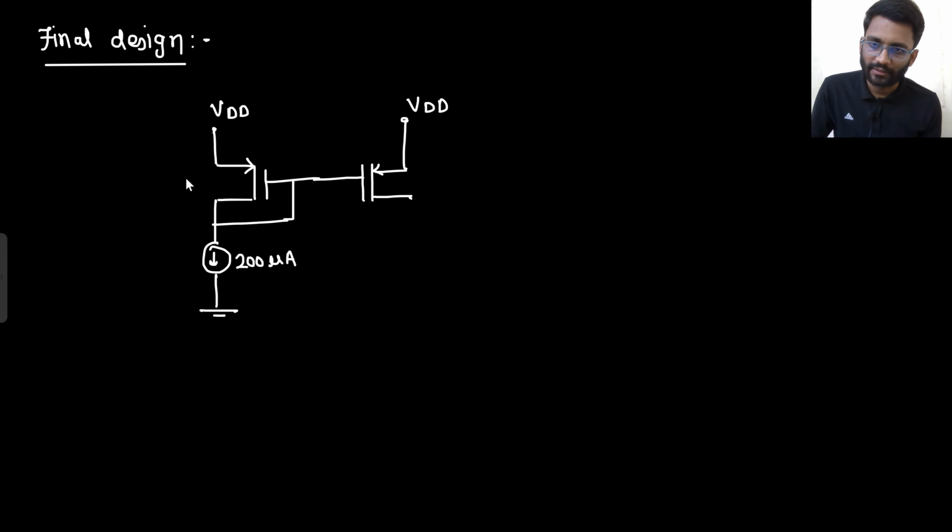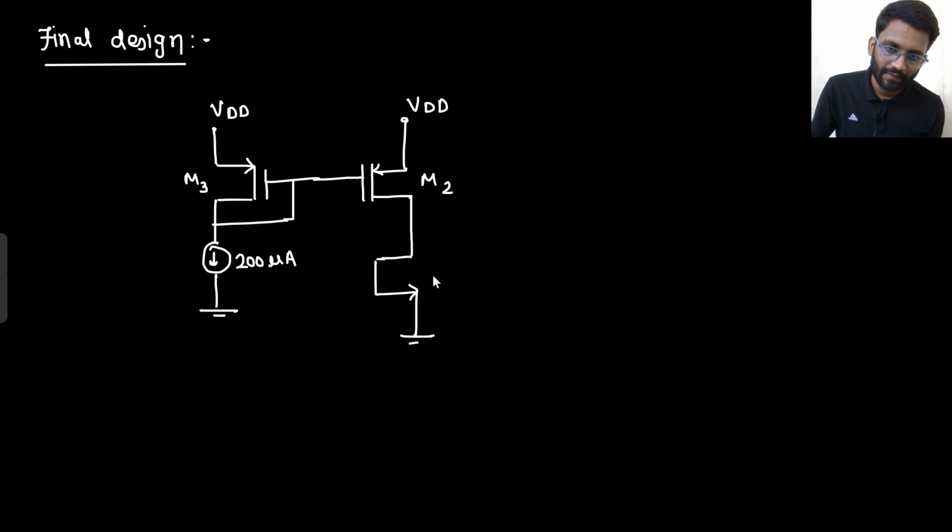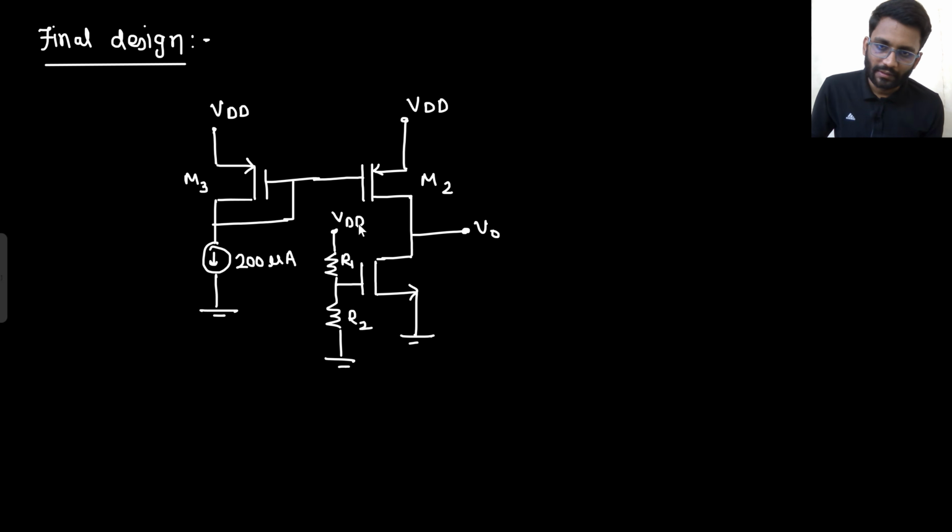Let's call this transistor M3, this transistor M2. Now this 100 microampere current source is fed to a common source amplifier. This is the V0 we were having. Also, by using this VDD supply and a potential divider, I was getting my DC bias. This was R1, this was R2. This was the DC bias I was getting, and then I had my small signal source here.